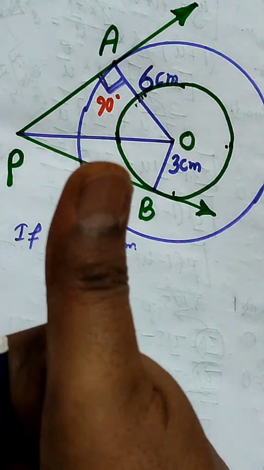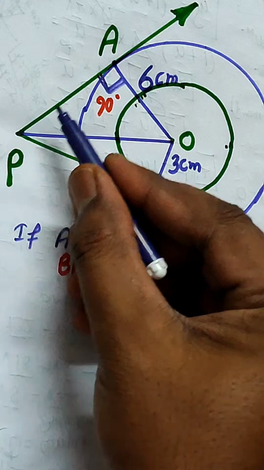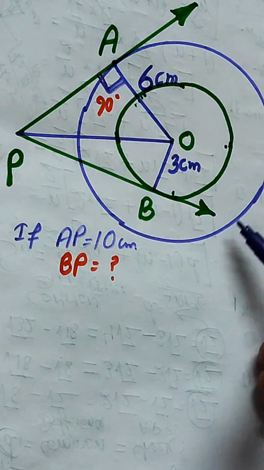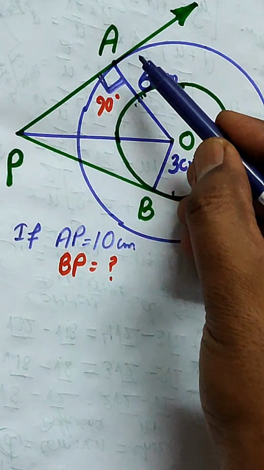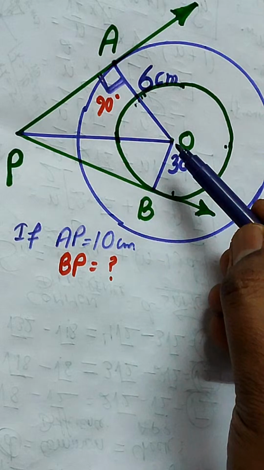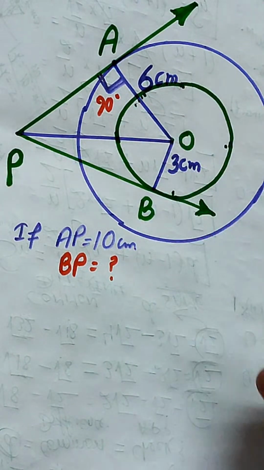So you can see P is the external point, and from here PA is the tangent to the blue circle, the outer circle, and these two circles are concentric. So the center is O to both these circles.